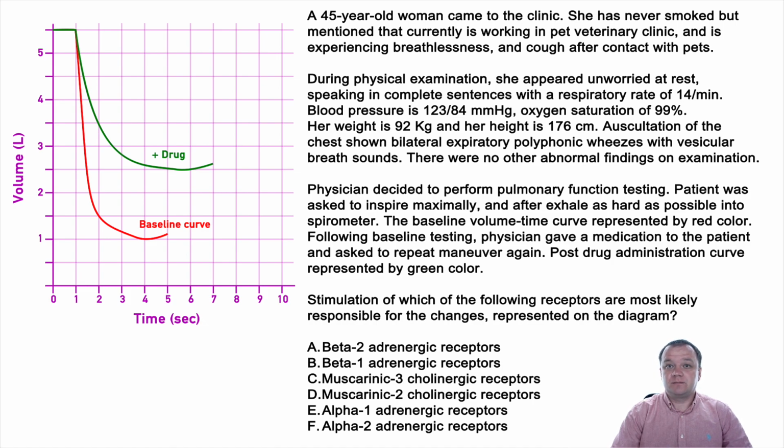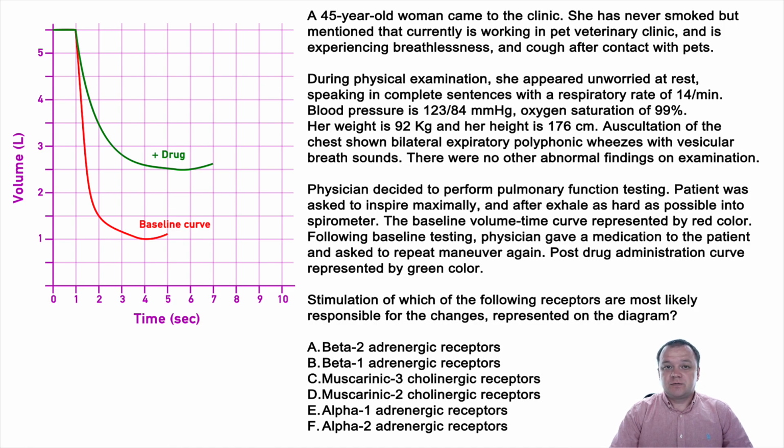of 14 per minute. Blood pressure 123/84 millimeters of mercury. Oxygen saturation of 99%. Her weight is 92 kg and her height is 176 centimeters. Auscultation of the chest showed bilateral expiratory polyphonic wheezes with vesicular breath sound. There were no other abnormal findings on examination.